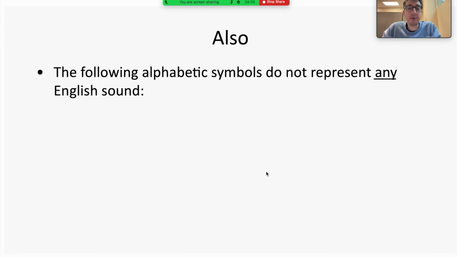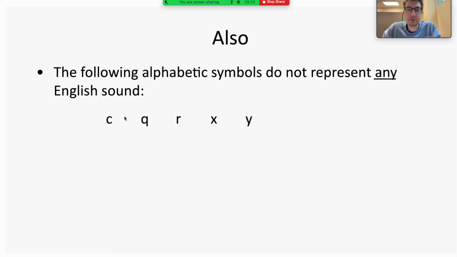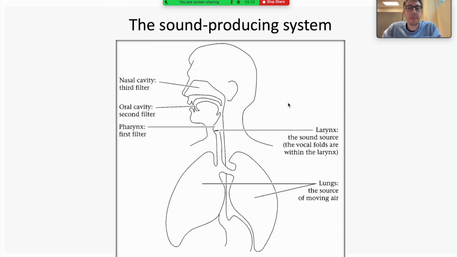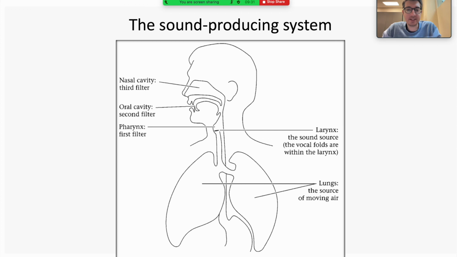Also, the following phonetic alphabet symbols do not represent any English sounds. So even though you have them in English spelling, we will not use them ever in English IPA. Yeah, and you should be practicing. We practiced during our classes.